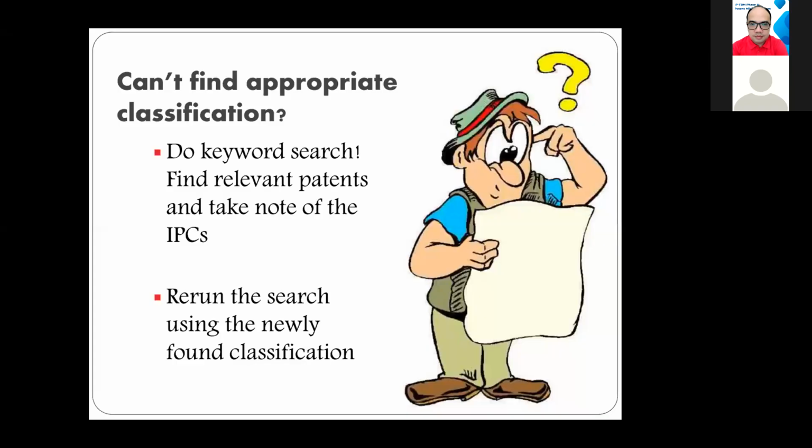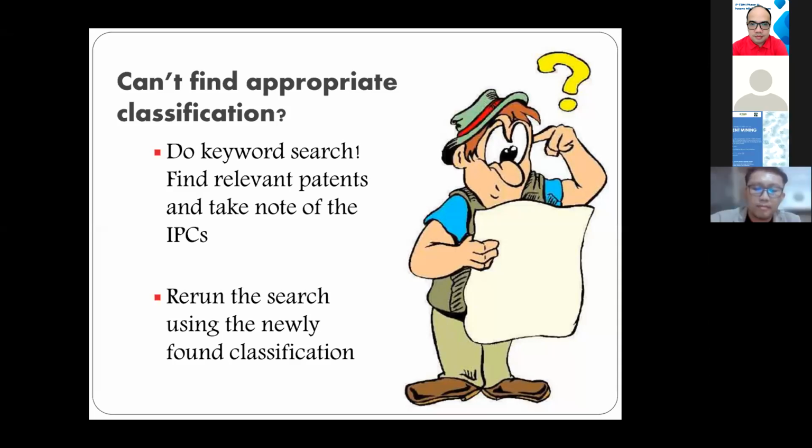invention and look at that document and extract the IPC code. And try to check if your invention falls under that IPC or CPC. If you found the appropriate IPC or CPC, you can rerun the search and include the IPC or CPC you have searched.